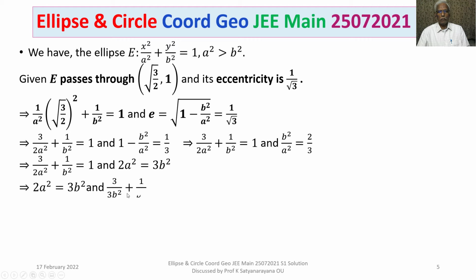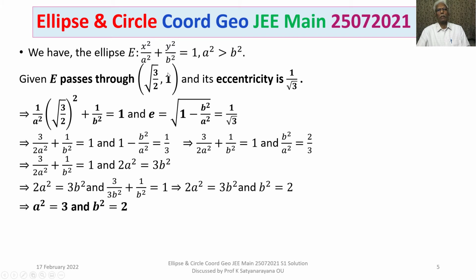So this is the one, and on substitution what you get is 3 by 2a square is 3 by 3b square, and that is 3 cancels. 1 by b square plus 1 by b square is equal to 1. That is 2 by b square is equal to 1. That is b square is equal to 2. And if b square is equal to 2, substituting in this, 2a square is equal to 3 into b square, which is 2, 6. And a square will be 3. So this will imply a square is equal to 3 and b square is equal to 2.